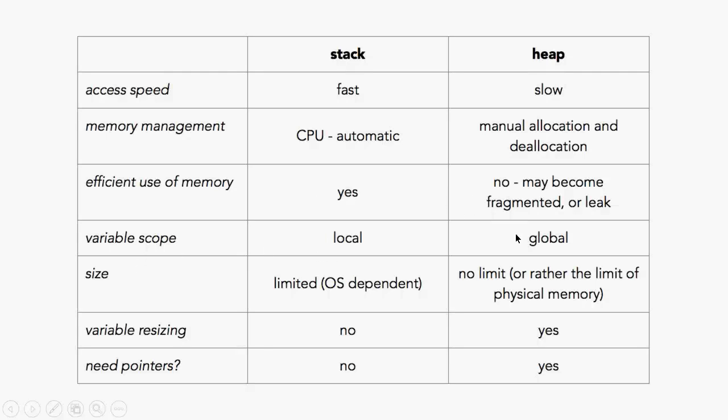So variable scope is local for the stack and variable scope is global for the heap. This we will discuss later. And size is limited, OS dependent. Generally for the heap there is no limit other than the limit of the physical memory.